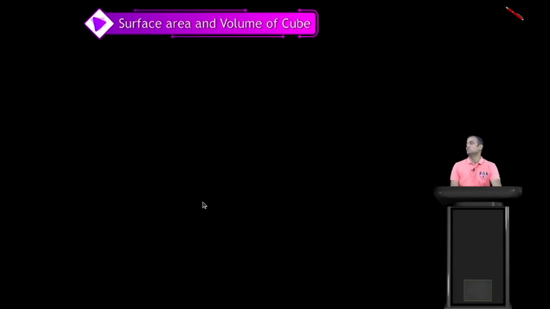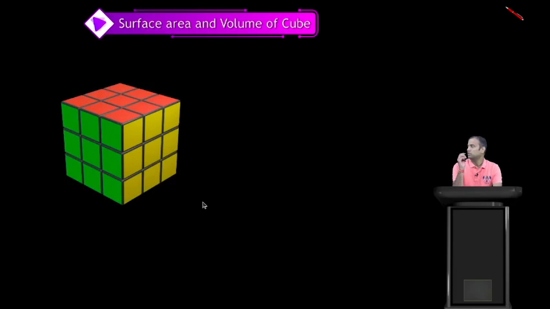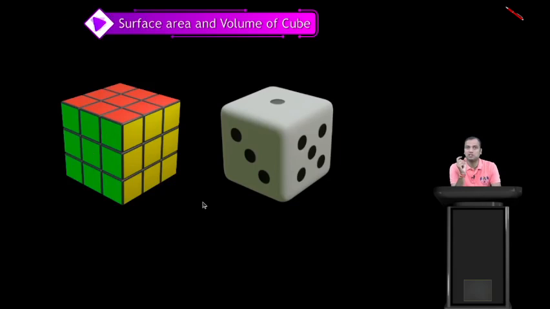Now find the surface area and volume of a cube. You already know that a cube is a special type of cuboid. It is a special cuboid in which, yes, tell me. Very good: L equals B equals H.